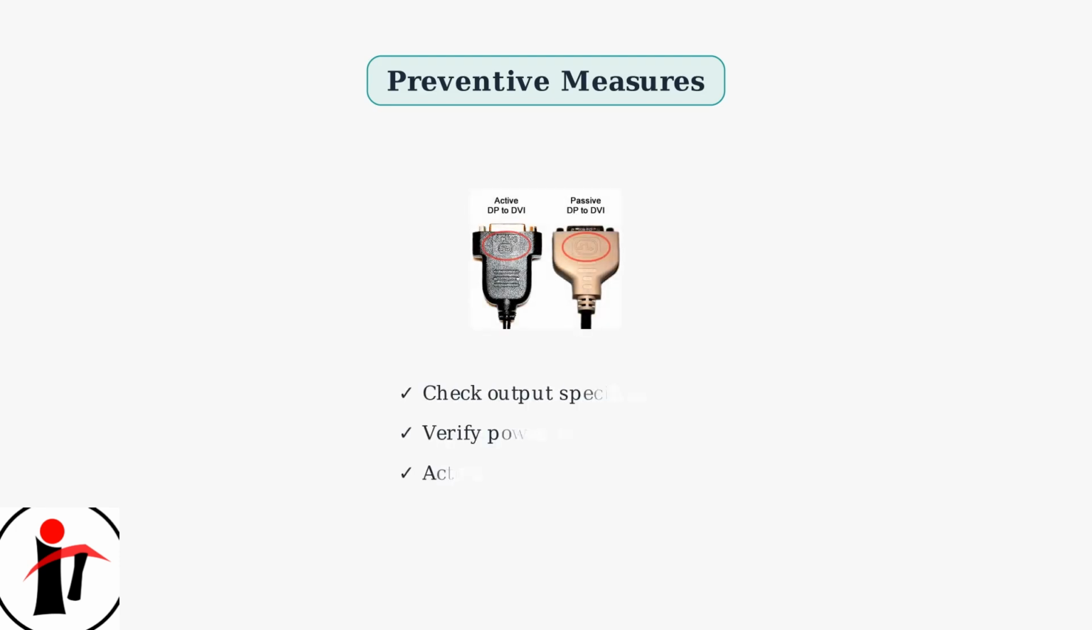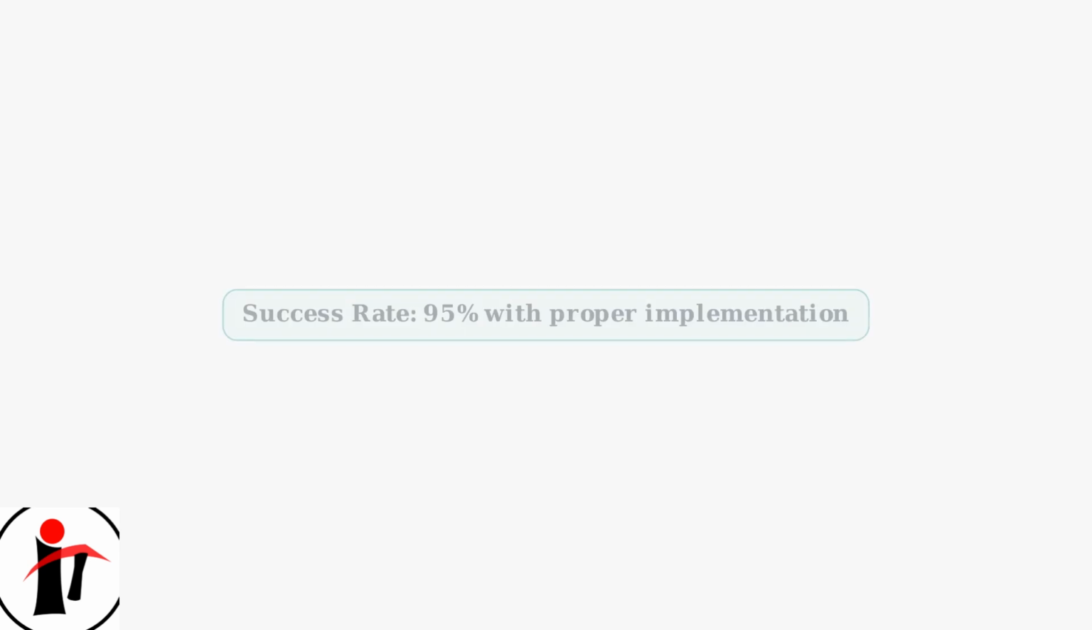Hardware compatibility requires attention to specifications. Check your laptop's output capabilities, verify power delivery requirements, and choose between active and passive adapters based on your connection needs. These advanced solutions and preventive measures resolve the majority of persistent Sceptre monitor connection issues.